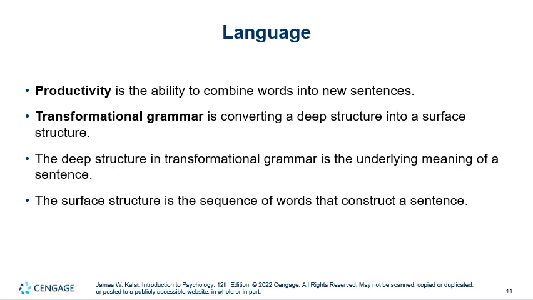First would be productivity. That's the ability to combine our words and create new sentences. Then you have transformational grammar. This is being able to take the deep structure of a sentence and make it more surface. The deep structure is the underlying meaning of the sentence, but the surface shows you the words that are put into place to come to that meaning. Okay.